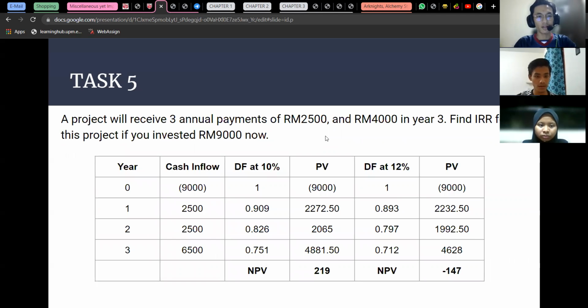Okay, for task 5, the question is a project will receive 3 annual payments of RM 2,500 and 4,000 ringgit in year 3. Find IRR for this project if you invested RM 9,000 now. As per the usual, we will put it in a table, and as we can see from the table, we can clearly see the cash inflow, the present value, and the DF at 10% and DF at 12% in order to calculate the NPV for both a positive value and also a negative value. We need to have both of these in order to calculate the IRR using the trial and error method.